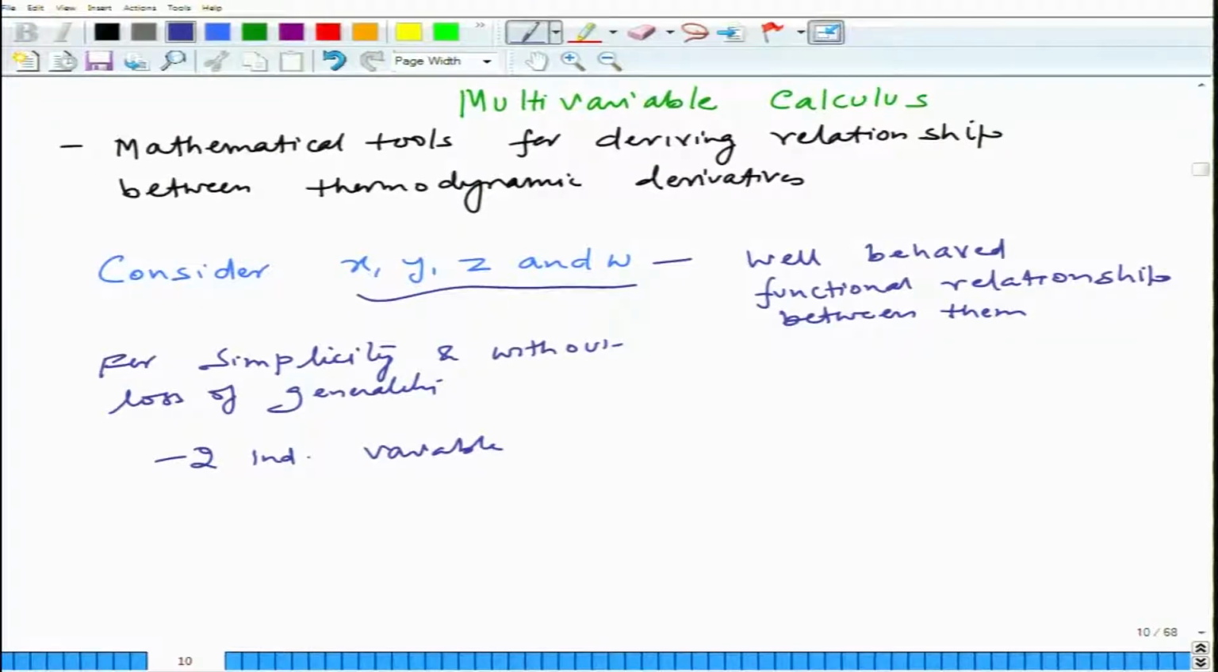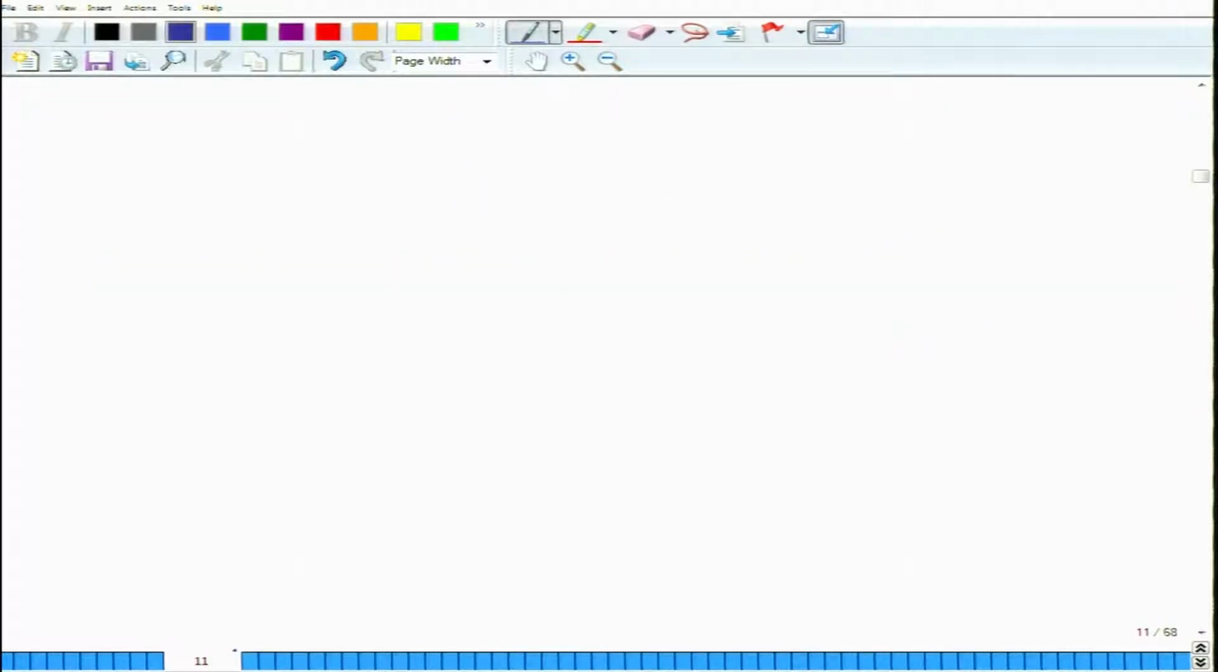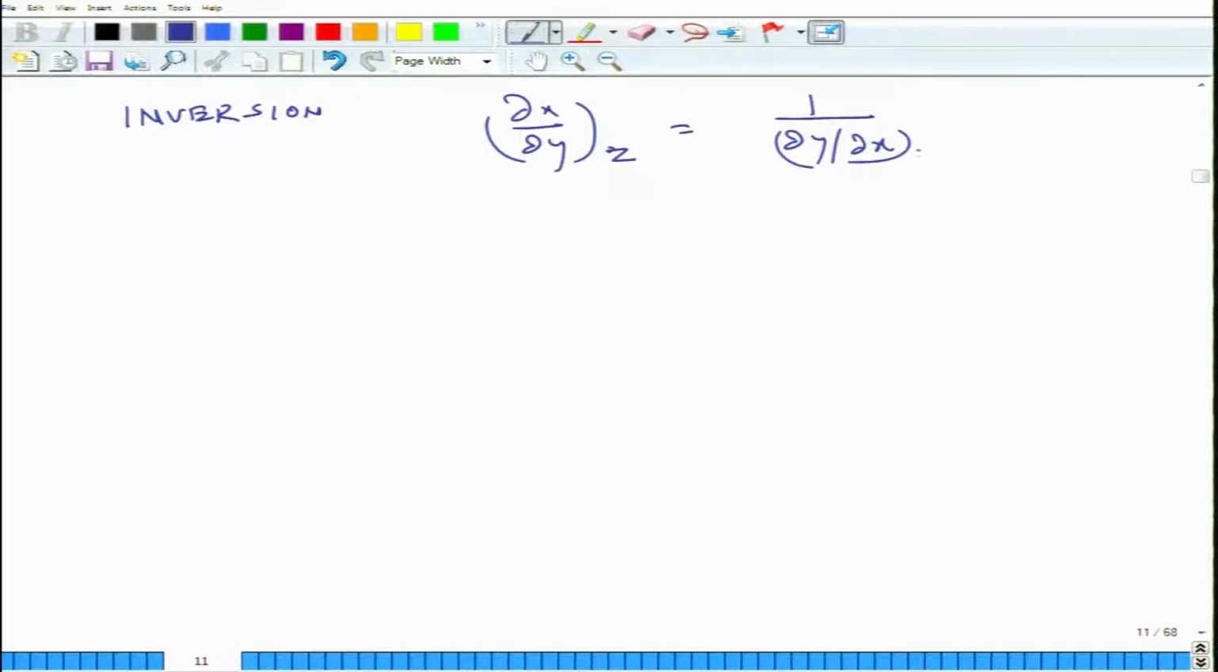So, the mathematical relations we are going to make use of often are the inversion relation, which is nothing but del x by del y at constant z is 1 by del y by del x at constant z. Now, note that in this one x as a function of y, z is being differentiated, whereas in this case y as a function of x, z is being differentiated. Okay. Now, in addition to inversion, we will often be using commutation.